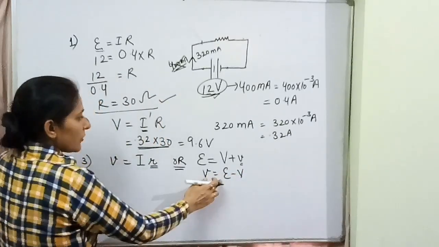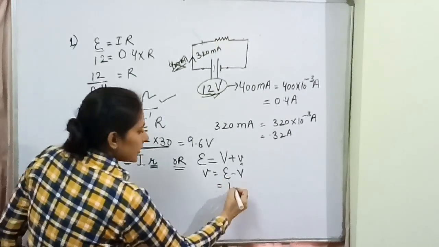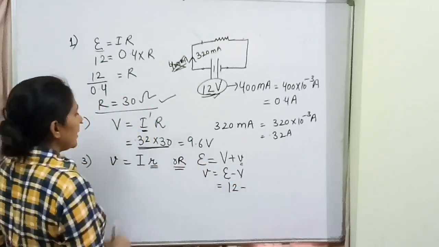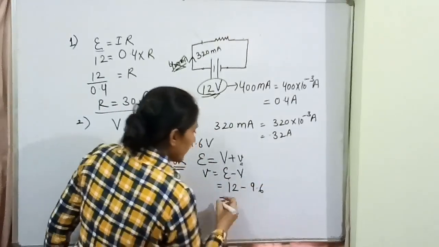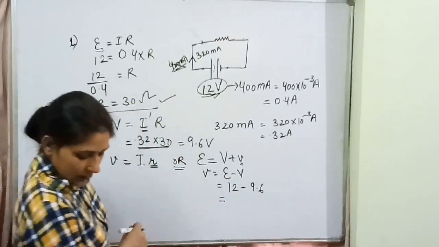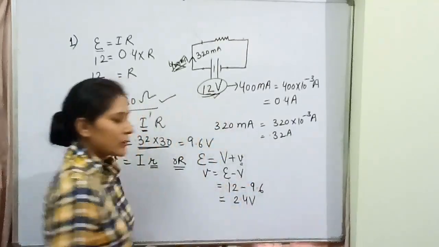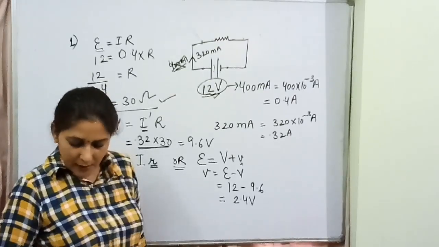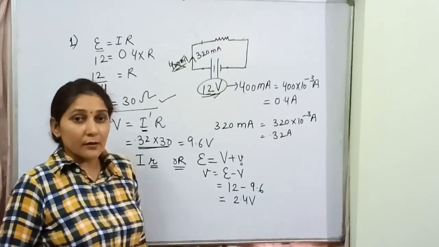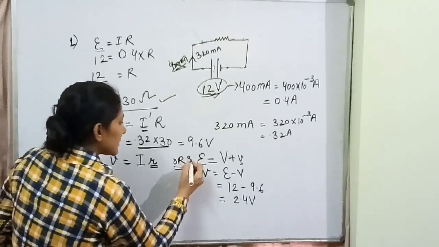This is easier for us to use in this numerical because we are aware about the value of E that is given to us 12 and value of V that we calculated over here that is 9.6. So from here we can say the value of small v will be 2.4 volt. We calculated voltage drop. Fine. Last part they are saying you need to find out the internal resistance of the battery. Now easily we can find out this one. This is our third part.